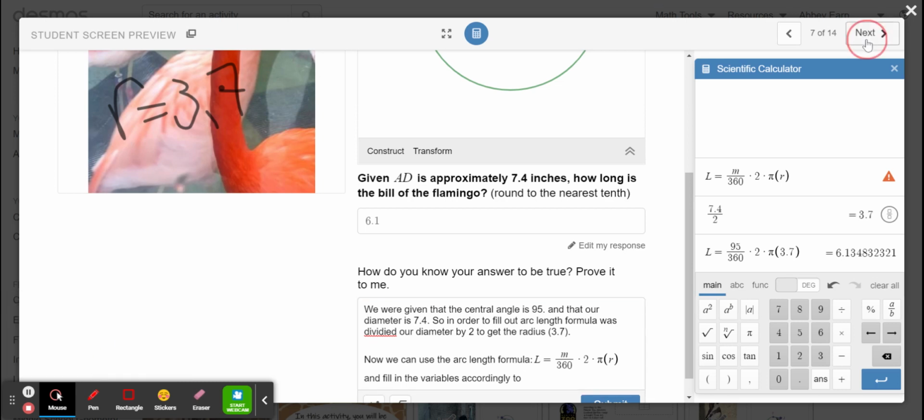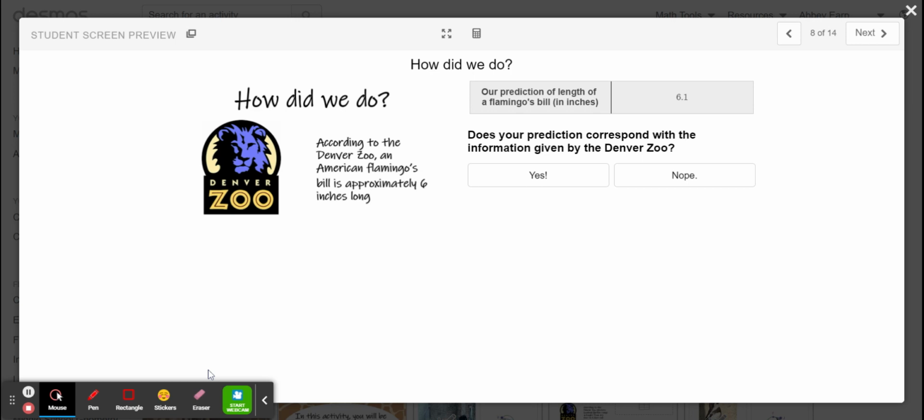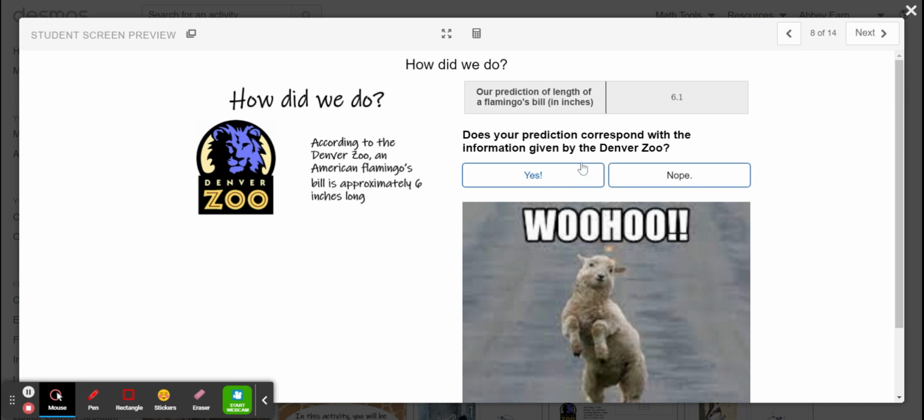Alright, so when we hit next, how did we do? According to the Denver Zoo, the American flamingo's bill is approximately 6 inches long. We said that our flamingo's bill was 6.1 inches, so absolutely it corresponds. Woohoo!